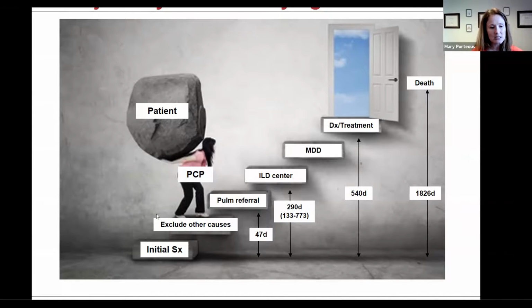So these patients are spending a significant portion of their time trying to figure out what their underlying disease is. And there's an interest at an international level to try and identify these barriers and how ILD centers can be better at educating both the primary care providers, other pulmonologists, and the patients themselves, trying to increase awareness for these diseases.